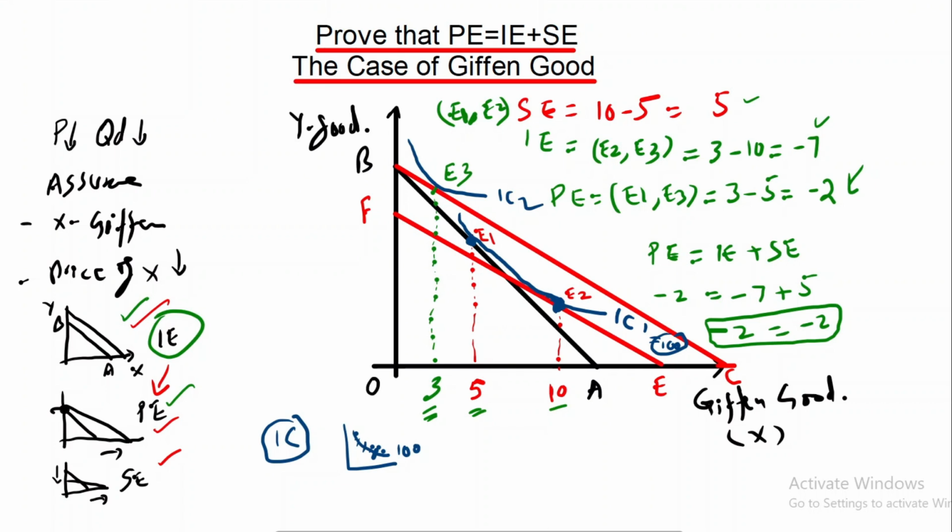So this is it for this class. Hope you understand that. If there is any confusion, you can write in the comments, and see you in the next video, where I will draw a single graph that will show changes in equilibrium in case of normal good, Giffen good, and definitely the normal, Giffen and inferior goods.